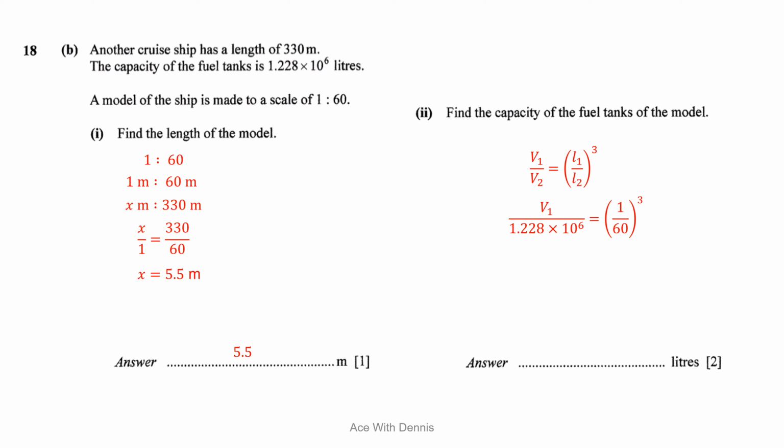So the ratio of the lengths will be 1 by 60, then we cube it. So V1 will be 1 by 60 cubed times 1.228 times 10 to the power of 6, which is 5.69 liters, rounded to 3 SF. Hence, the answer is 5.69 liters.